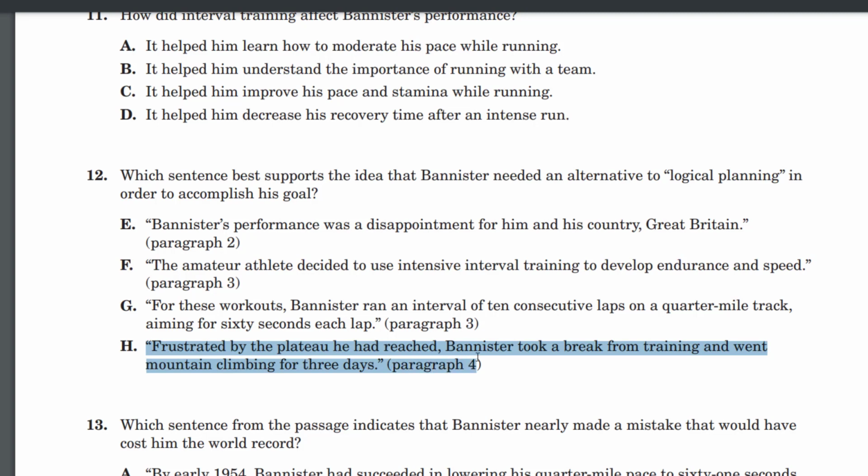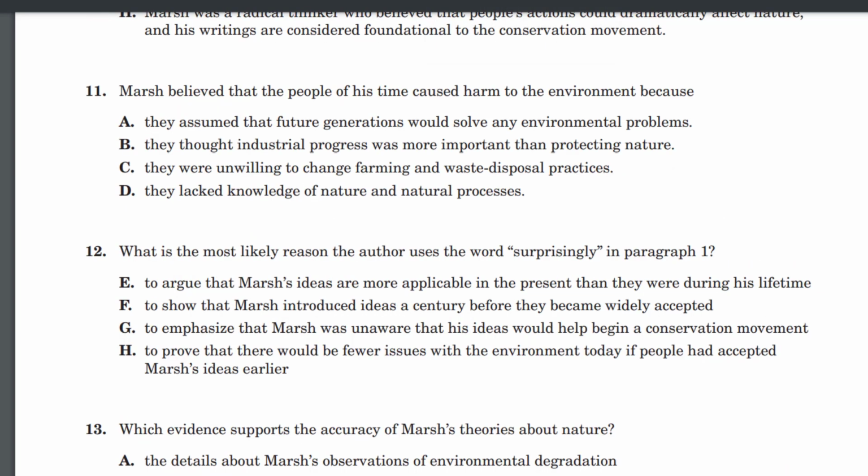H. Frustrated by the plateau he had reached, Bannister took a break from training and went mountain climbing for 3 days. This represents an alternative he felt he needed from his logical planning, which in fact, the text tells us, is basically his interval training program. H is the only answer choice that meets the conditions of the command of evidence question, an alternative to logical planning or his training program. Again, the key is to correctly identify the conditions of the question. Only one answer choice will meet those conditions.